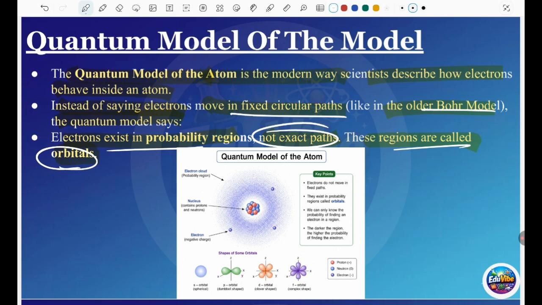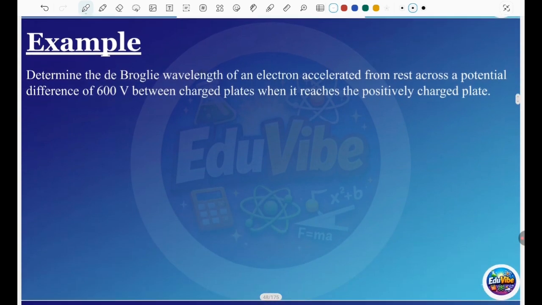So you just have to know what the quantum model does, and you will study the quantum model in detail in higher studies. Now we have some examples related to that. The examples are again related to the previous units we did.